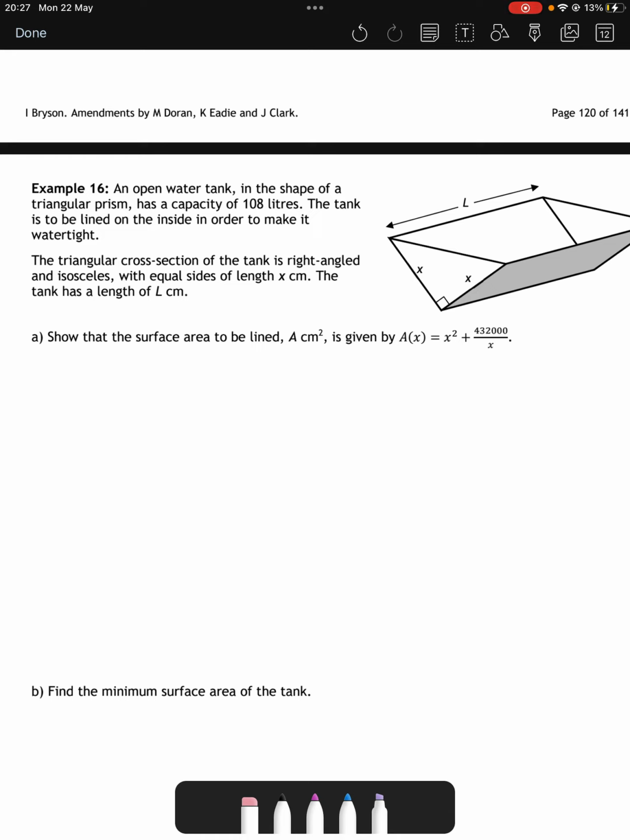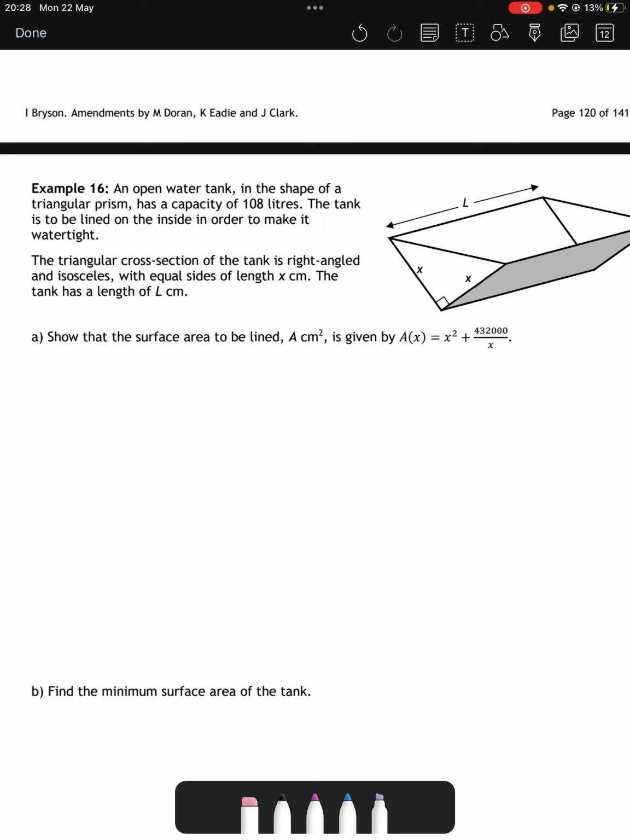The tank is to be lined on the inside in order to make it watertight. The triangular cross-section of the tank is right-angled and isosceles with equal sides of length x centimetres, and the tank has a length L, and all that's in your diagram there. Show the surface area to be lined is given by that.